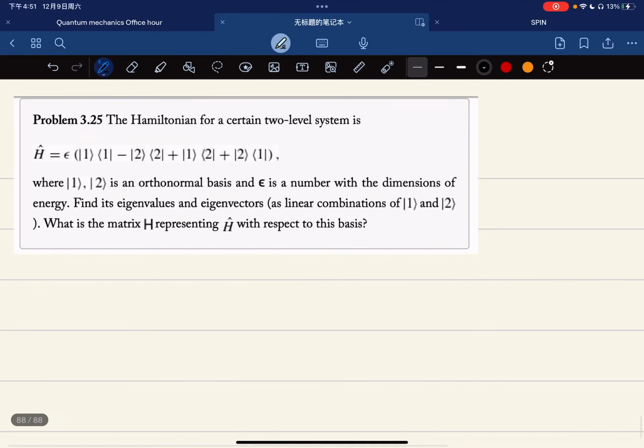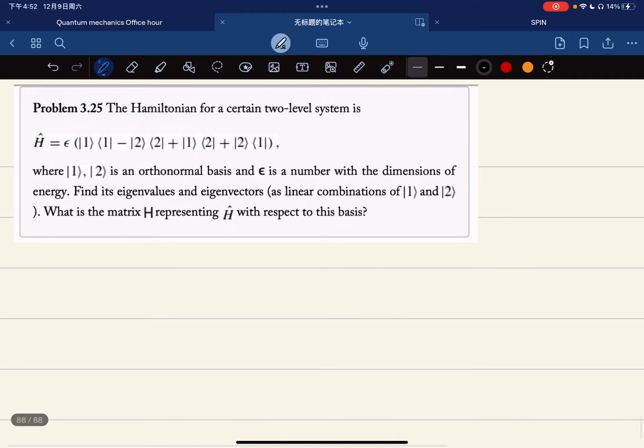Okay, so in this question, it gave us the Hamiltonian operator and is asking for the matrix Hamiltonian. And we also need to find the eigenvalues and eigenvectors. There is one rule that we can use for finding the matrix. So the first step will be to find matrix H.